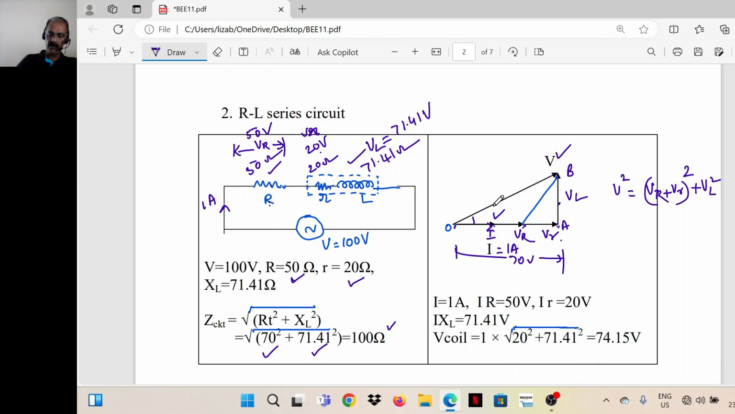Then one more is the voltage across the coil. This is VR, and the voltage across the coil is the sum of these two phasors, VR plus VL. So this is the voltage across the coil. So V coil is equal to the square root of V small r square plus VL square.